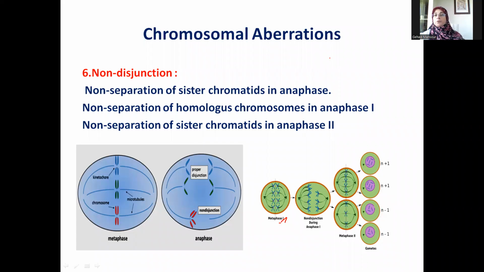Okay, so chromosomal aberrations also include what we call non-disjunction. We have three examples of non-disjunction of the chromosomes, and all three examples occur in anaphase: either anaphase of mitosis, or anaphase 1, or anaphase 2. Anaphase 1 means anaphase of meiosis 1, and anaphase 2 means anaphase of meiosis 2.